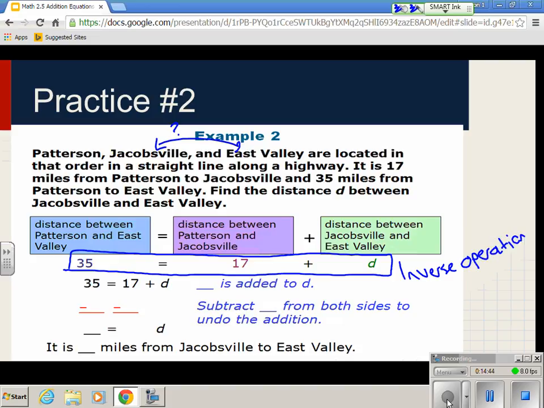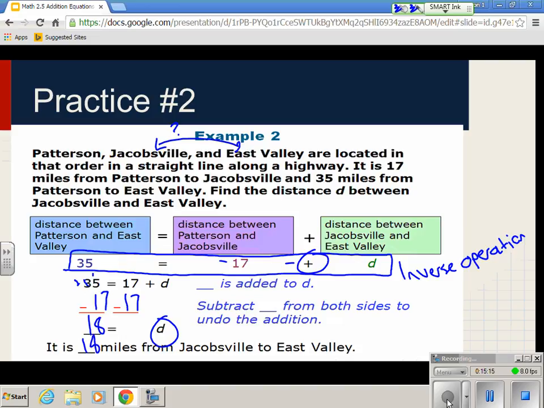And because we have addition, the opposite of addition is subtraction. So we're going to subtract 17 from both sides. When we subtract 17 from both sides, on the right side, we're just left with d equals. And 35 minus 17, well, we'll borrow from the 3 to make it a 2. And now the 5 becomes 15. 15 minus 7 is 8. 2 minus 1 is 1. So the total distance between Jacobsville and East Valley is 18 miles.